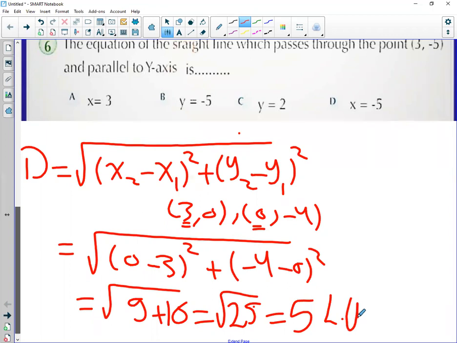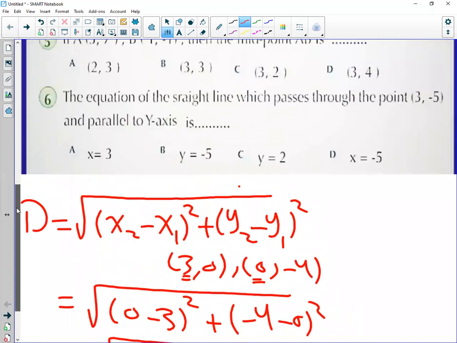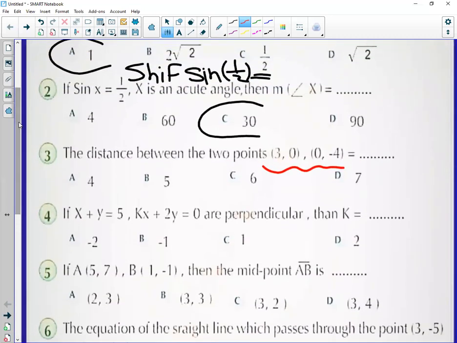Okay, let's continue. So the result is 5. The result of number 3 is 5, letter B.